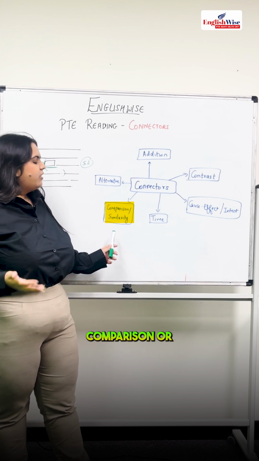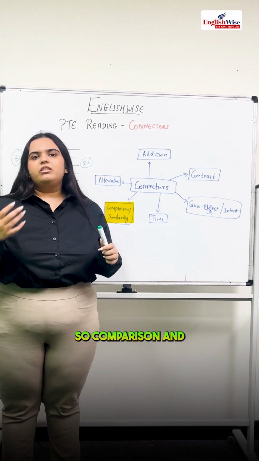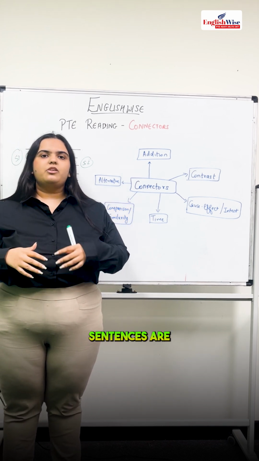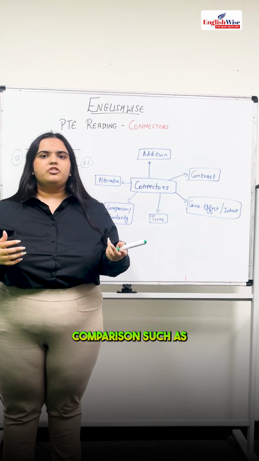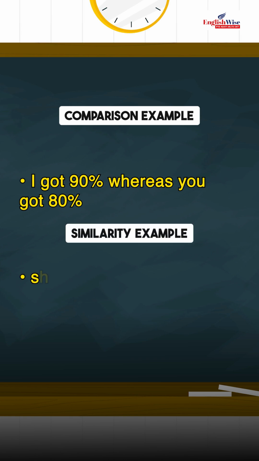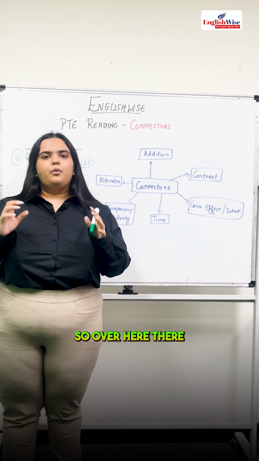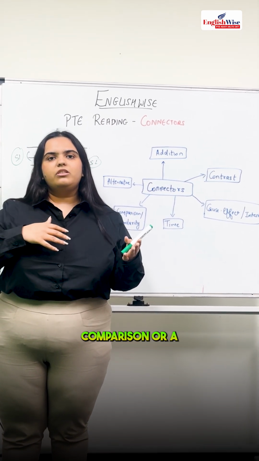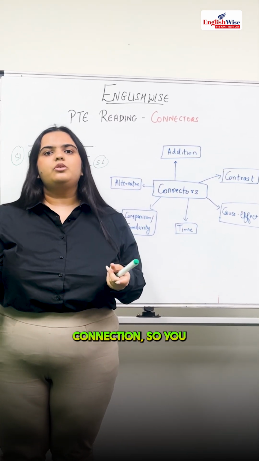Next, you have comparison or similarity. So comparison and similarity when the sentences are giving some comparisons, such as I got 90% whereas you got 80%, or if they are giving a similarity like she sings like a professional. So over here there is either a comparison or a similarity in the connection, so you will be putting such kind of a connector.